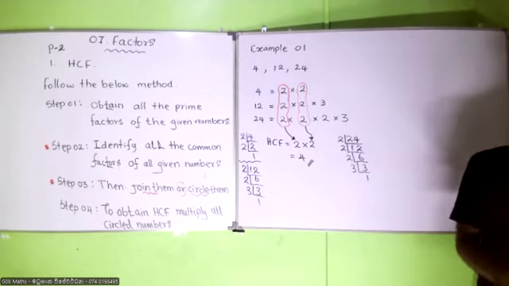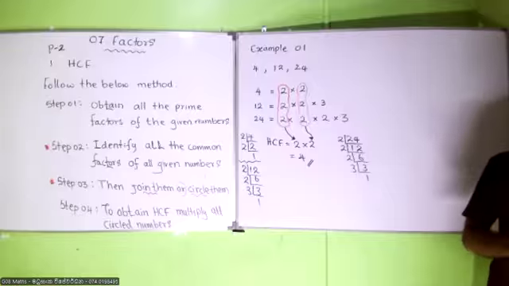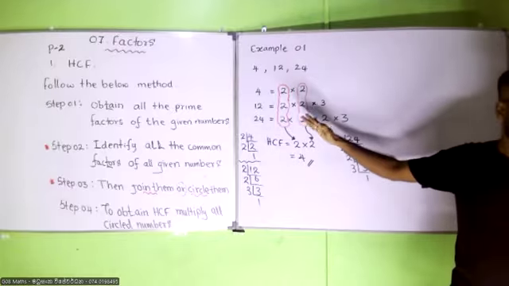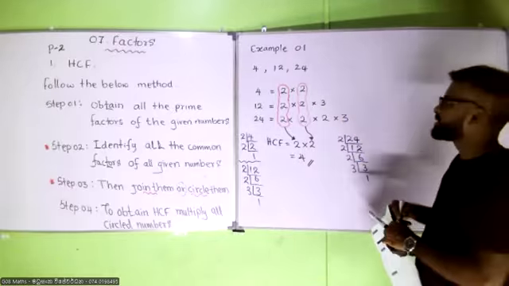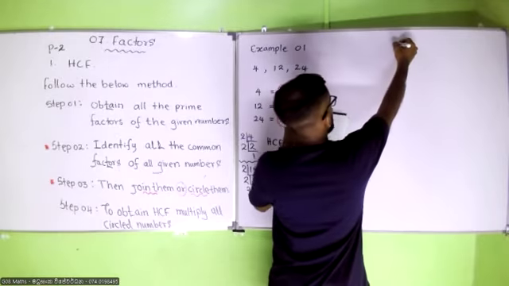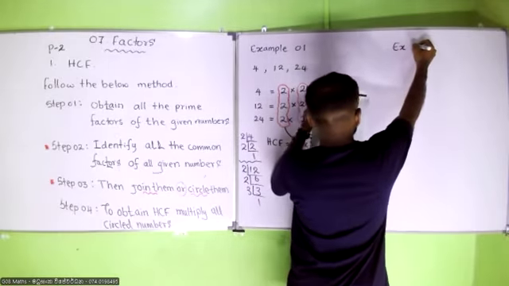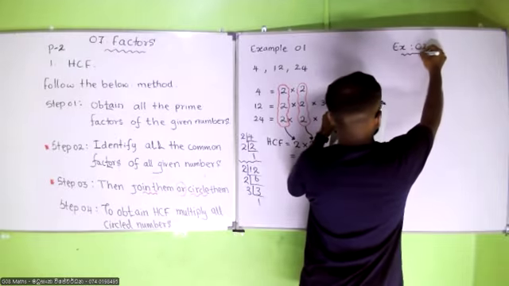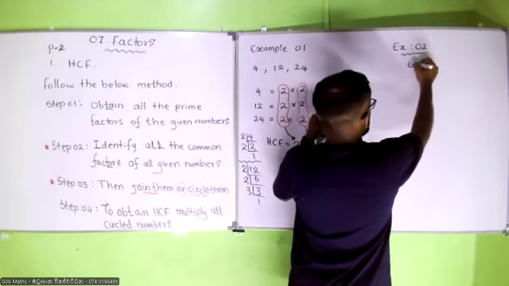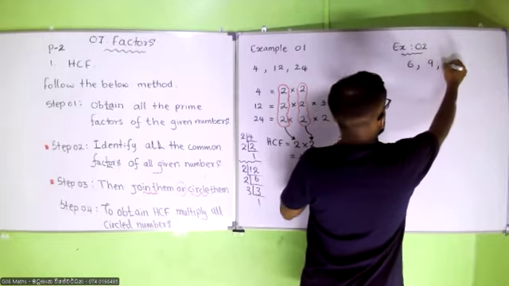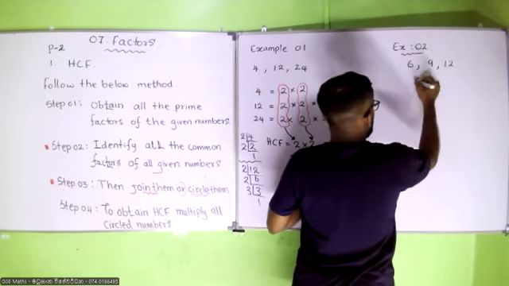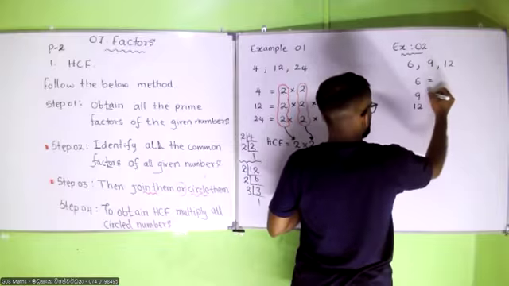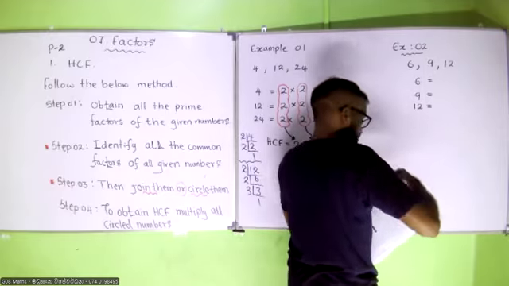I need you to try example number 2, very similar to this one, using the same way. Later we can do some more questions. Find the highest common factor of 6, 9 and 12. I want to see who finishes first, and please do it by yourself and do it fast.